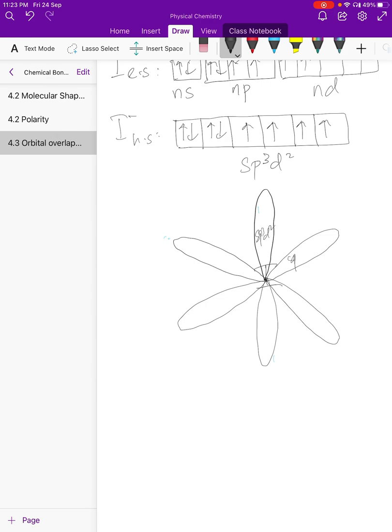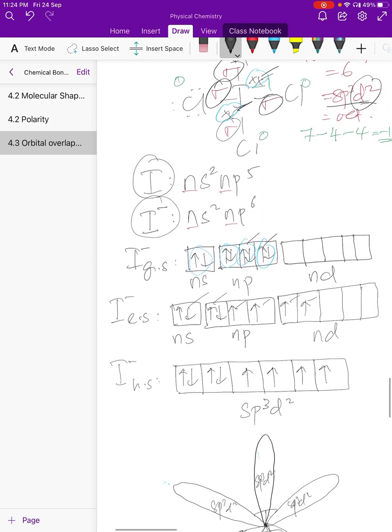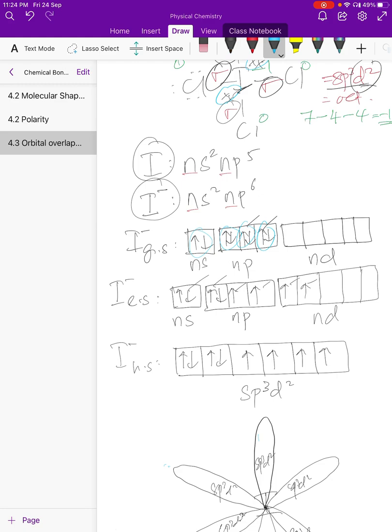sp3d2, sp3d2, sp3d2, sp3d2, sp3d2, sp3d2. Okay, we have drawn this one. Again, I just draw these, and then yeah, we have chlorine. Chlorine, I think we have repeated many times.